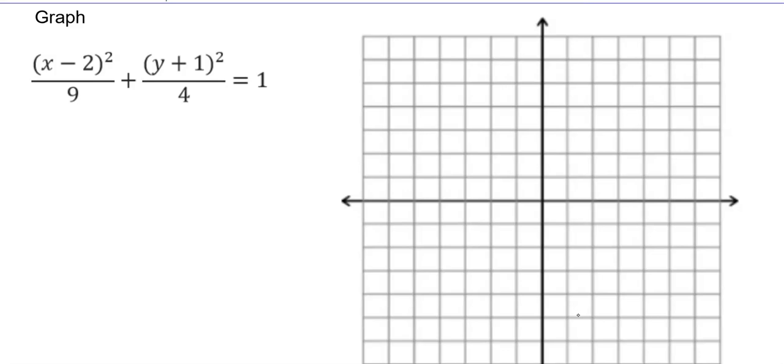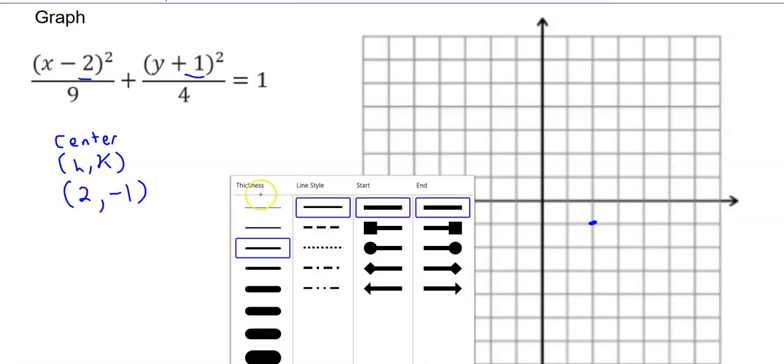Let's go ahead and use this. The difference is the center is going to be different, right? The center for an ellipse, and this is definitely an ellipse because you've got the plus sign there, is always going to be h comma k. In this case, it's x minus h, so it's a positive 2, not a negative 2. And this is going to be a negative 1, not a positive 1, because it's y minus k. So 2, negative 1 is my center of the ellipse.